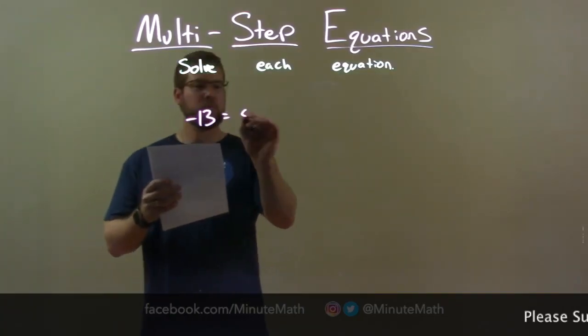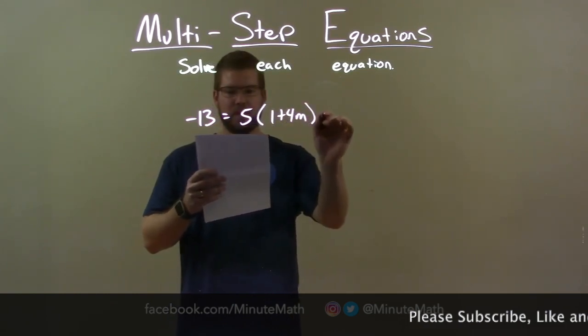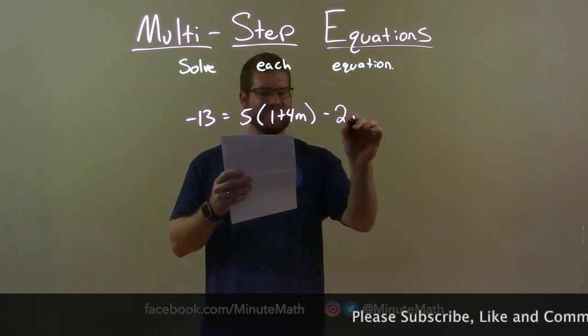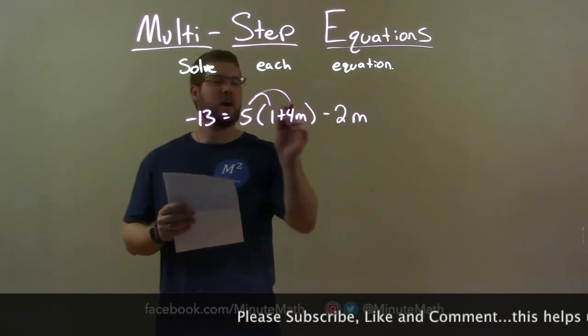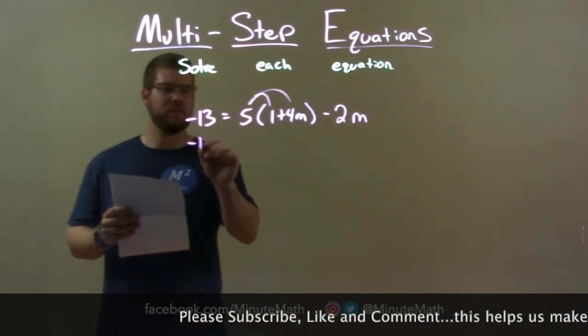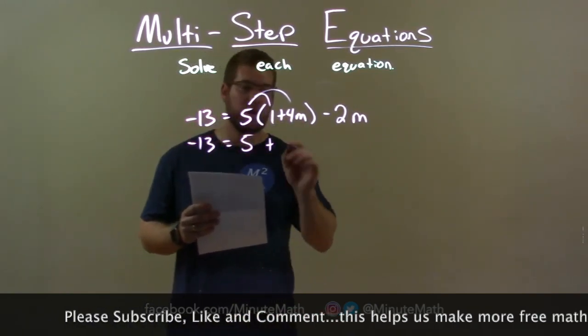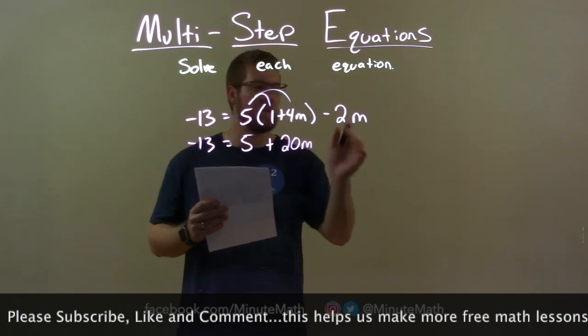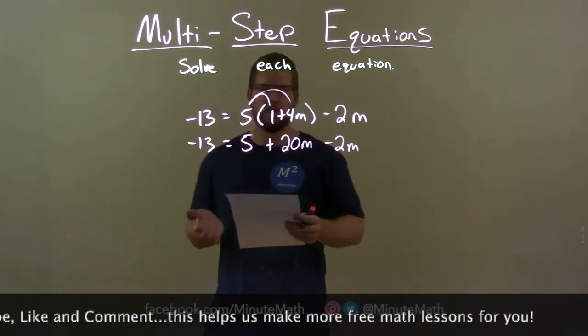-13 equals 5 times 1 plus 4m minus 2m. First thing I want to do is distribute the 5 into that parenthesis there. So we have -13 equals 5 times 1 is 5, and 5 times 4m is a 20m. Bring down the -2m. From there, we want to combine our like terms, right?